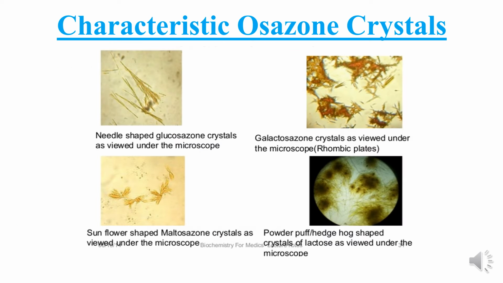Characteristic osazone crystals. Each reducing monosaccharide and disaccharide forms different types of osazone crystals, and these help us to distinguish between them when they are present in body fluids such as urine. Needle shaped crystals are formed by glucose, rhombic plates are formed by galactose, sunflower shaped crystals are formed by maltose, whereas powder puff shaped crystals are formed by lactose. Sucrose is a non-reducing sugar, therefore it doesn't form any osazone crystals.